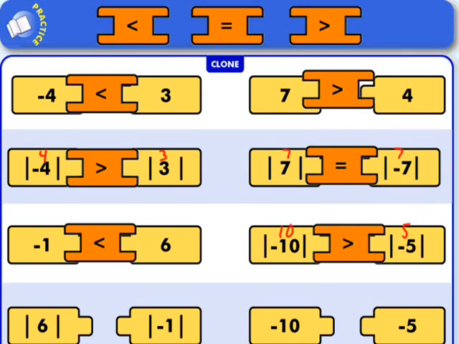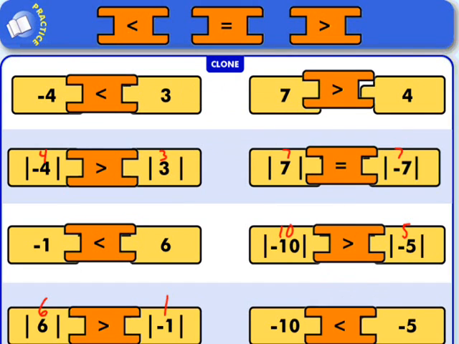Two more examples. The absolute value of 6 is 6. The absolute value of negative 1 is 1. 6 is greater than 1. And in our last example, it's just two negatives. And the closer to 0 with negative numbers, the larger it is. Negative 10 is less than negative 5.